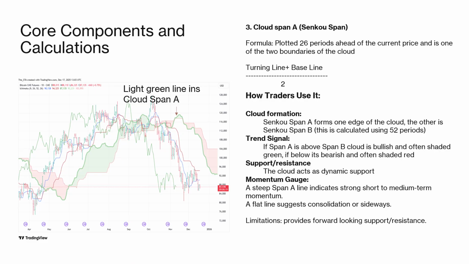So we're going to look at the cloud. So cloud span A is formulated in the following way. It is the turning line plus the baseline divided by 2. It's commonly depicted as a green line. It just forms one edge of the cloud. The other one is obviously cloud span B. So when the cloud span A is above cloud span B, the cloud is bullish and it's often shaded green. If it's bearish, then it's often shaded red. A steep span A indicates a strong short to medium term momentum.